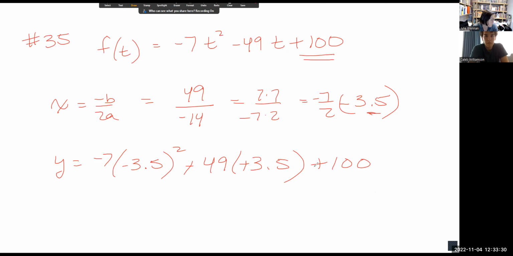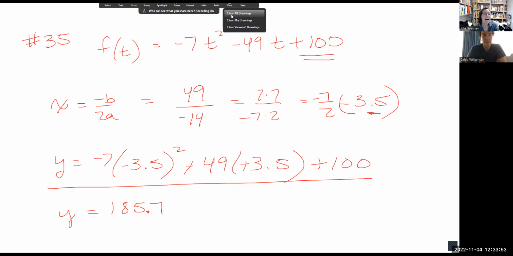So I'll give you the y value. And you should get, if you did your calculator work right, 185.7. I am on vacation right now and I kind of forgot my calculator, but if you plug this into a calculator, you get that.